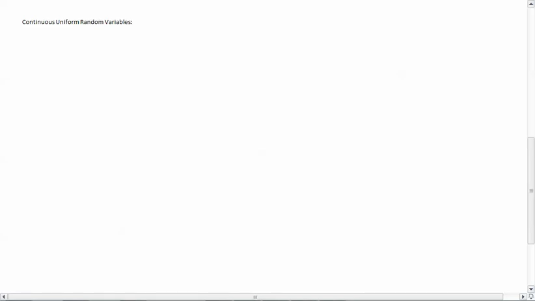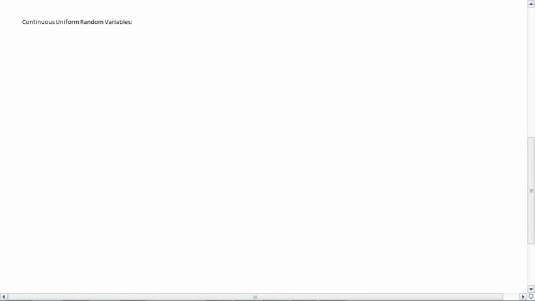Alright guys, so after that little introduction, we're ready to move on to some continuous random variable distributions. The first one we're going to look at is continuous uniform random variables. Now I don't believe this is given to you in the formula packet, but it is pretty easy to set up and derive from the beginning.